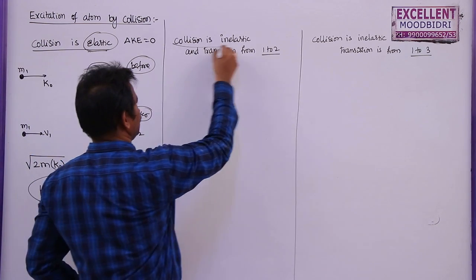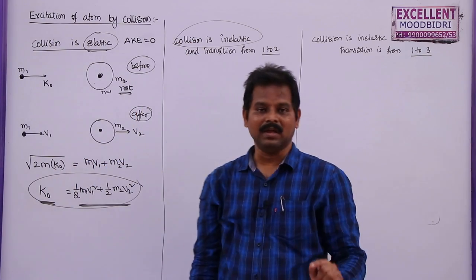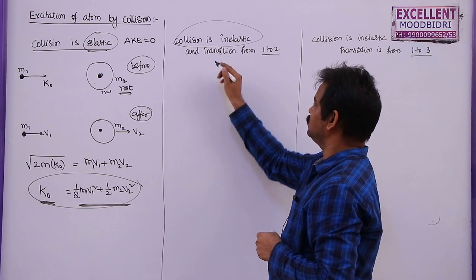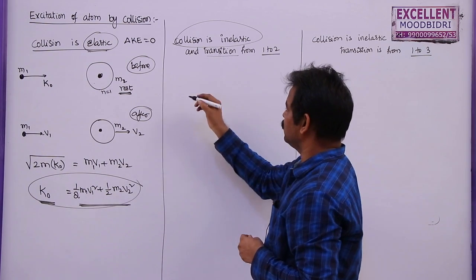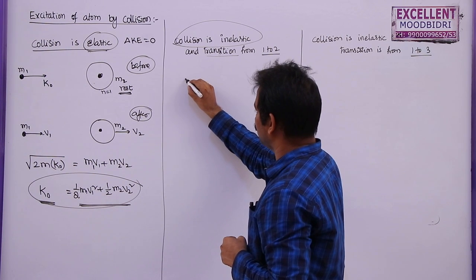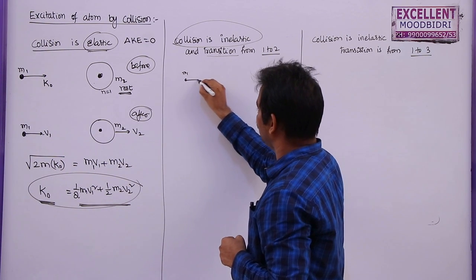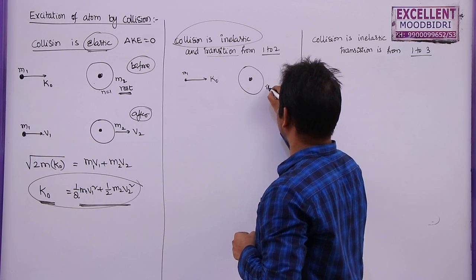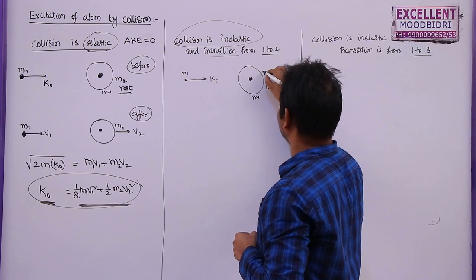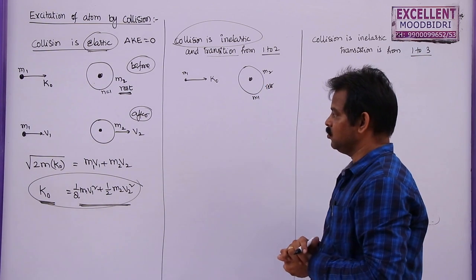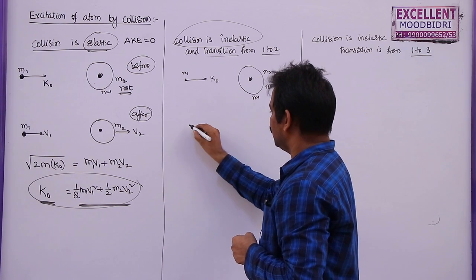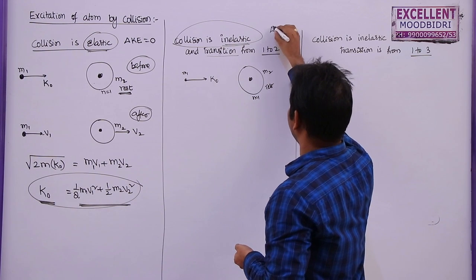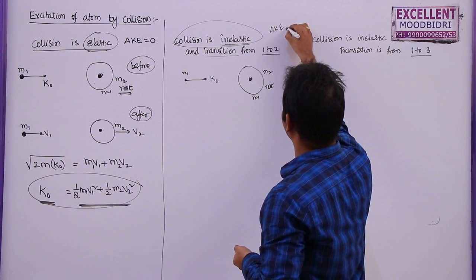Suppose the collision is inelastic. That means there will be some loss of KE for this particle, and that energy will be gained by the electron. Due to this, it may make some transitions here. Now, before collision, let us say this is m1 having kinetic energy K naught, and this is the atom, initially at rest, and n is equal to 1. The mass of this atom is m2 here. Now after collision, as it is an inelastic collision, there will be loss of KE. KE is lost.